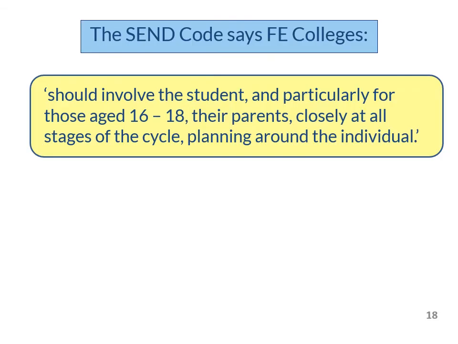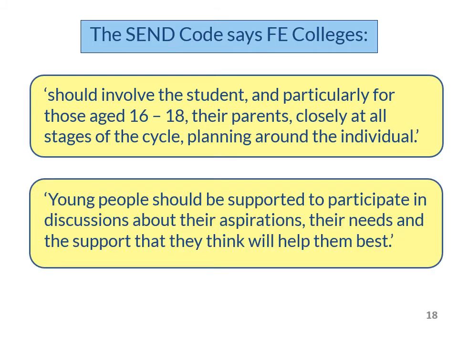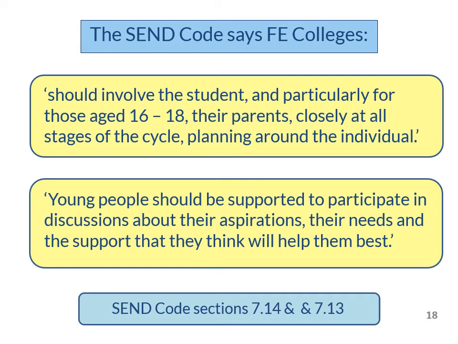In the case of further education colleges, the SEN Code says that they should involve the student, and particularly for those aged 16 to 18 years, their parents closely at all stages of the cycle, planning around the individual. The Code recognises that some students may need help with this, stating that young people should be supported to participate in discussions about their aspirations, their needs, and the support that they think will help them best.